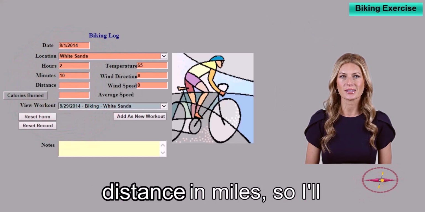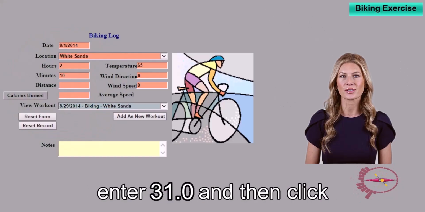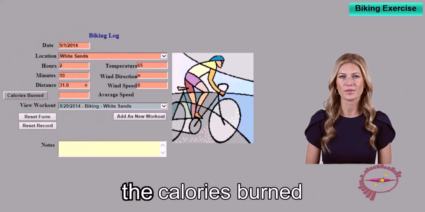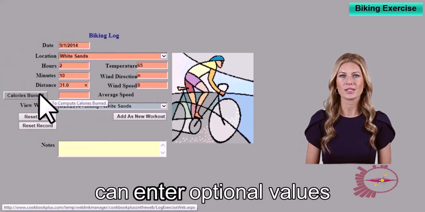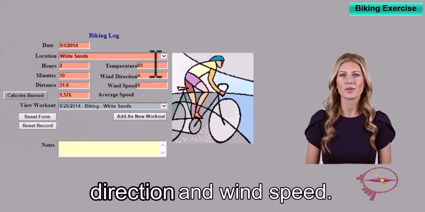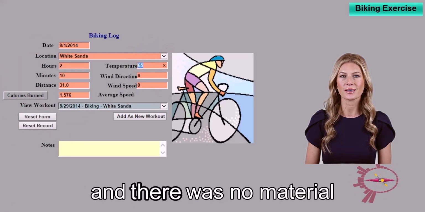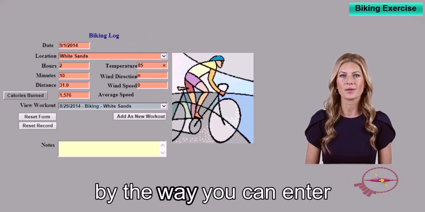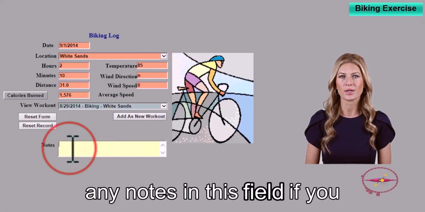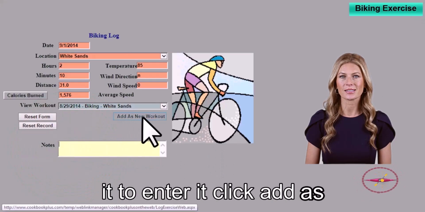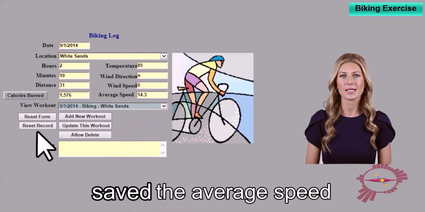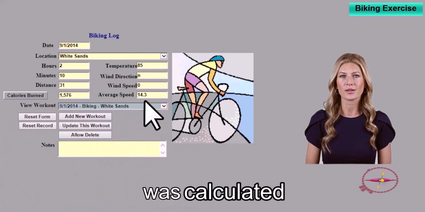We need to enter the distance in miles, so I'll enter 31.0. And then click the Calories Burned command button. Next, you can enter optional values for temperature, wind direction, and wind speed. I'll say the temperature was 85, and there was no material wind. And by the way, you can enter any notes in this field if you wanted. To enter it, click Add as New Workout. When the record was saved, the average speed was calculated automatically.